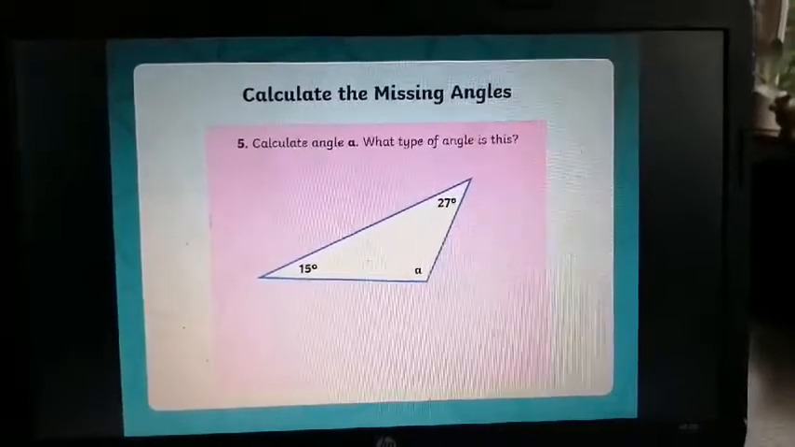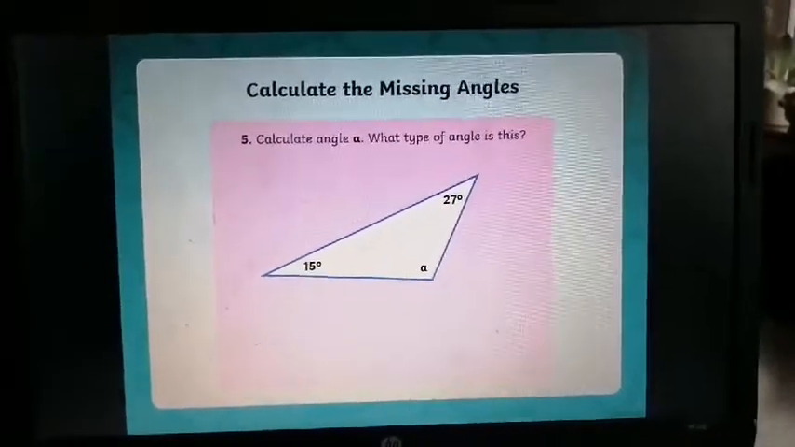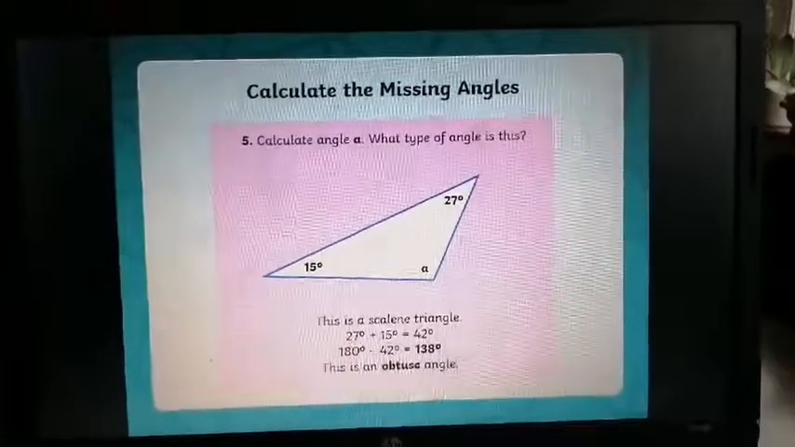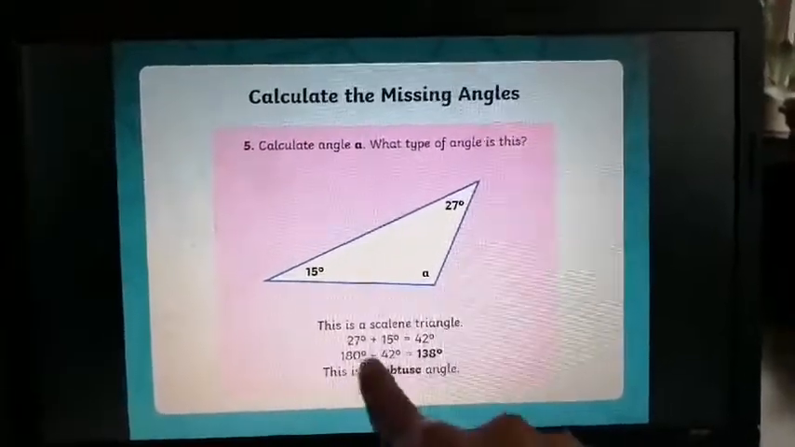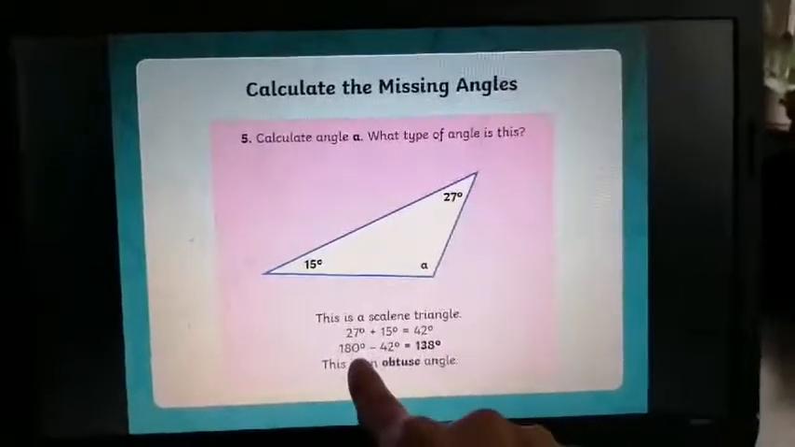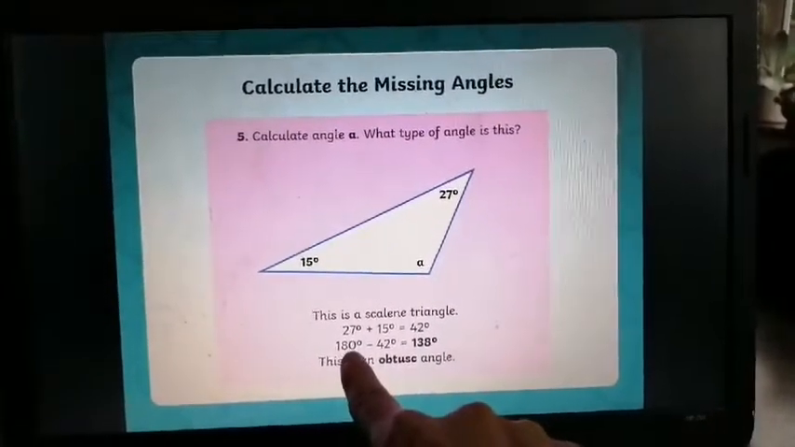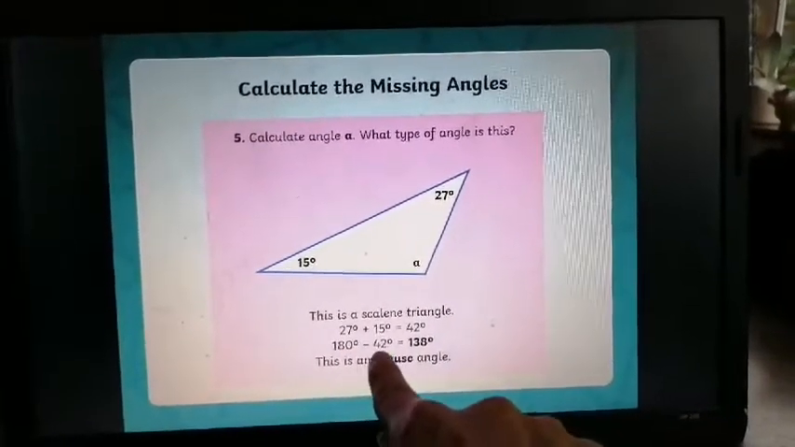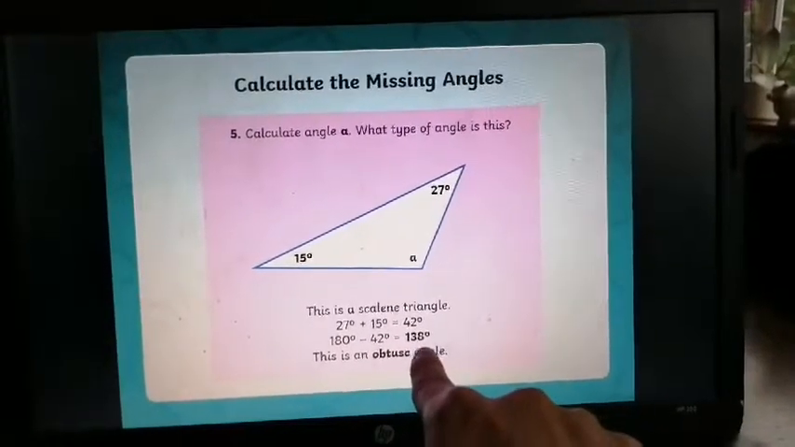Now, angle A here. What type of angle is this? This is a scalene triangle. So 27 degrees add 15 degrees is 42 degrees. 180 degrees in all angles add up in a triangle. Take away 42 degrees is 138 degrees. This is an obtuse angle.